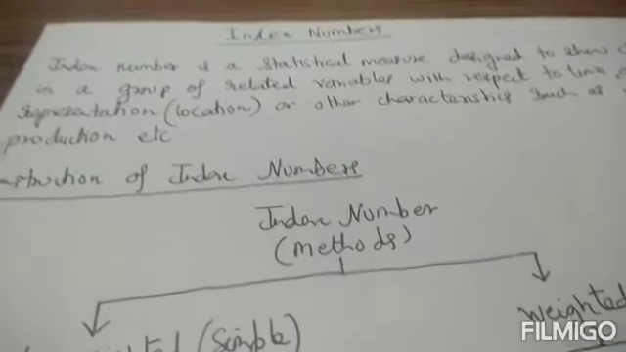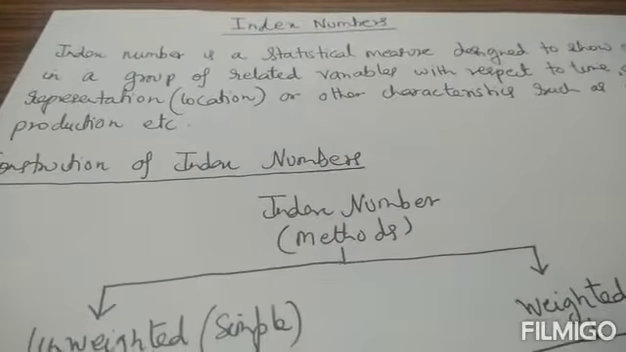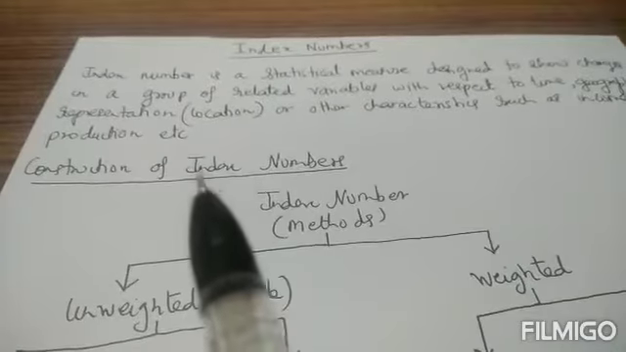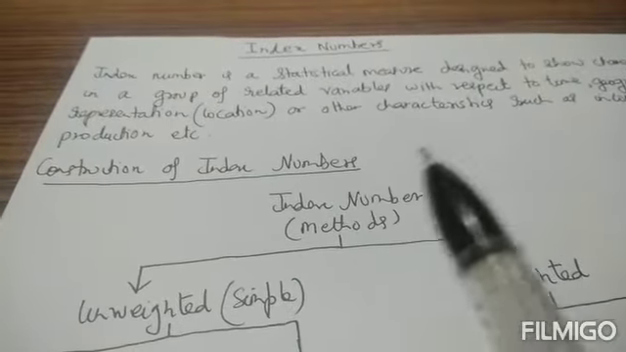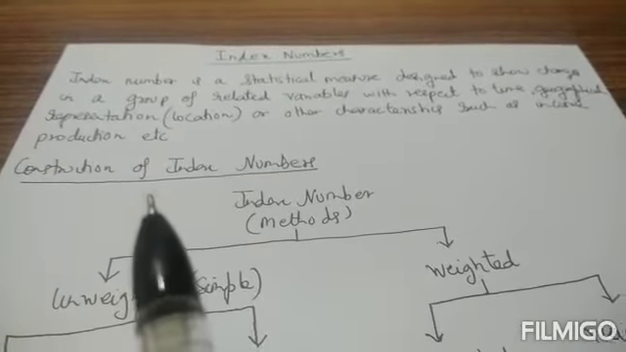Index number. An index number is a statistical measure designed to show the change in a group of related variables with respect to the geographical location or other characteristics such as income, population, etc.